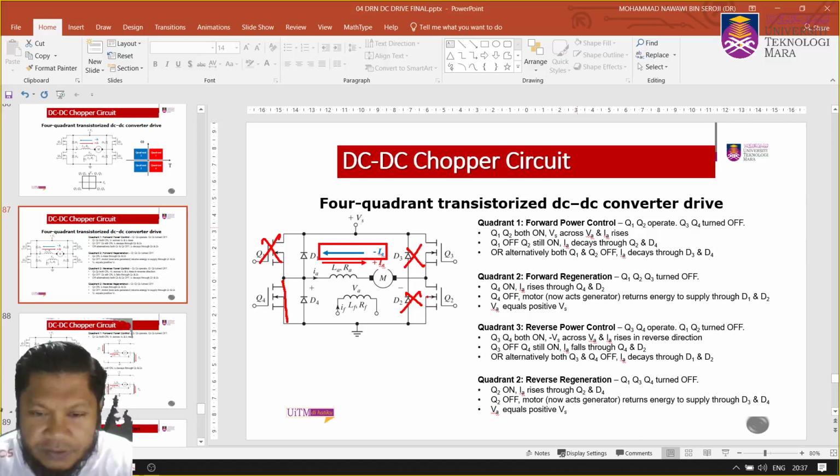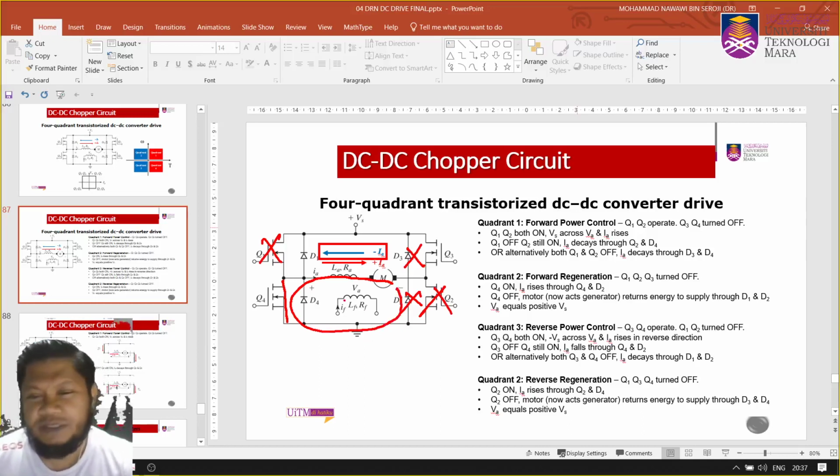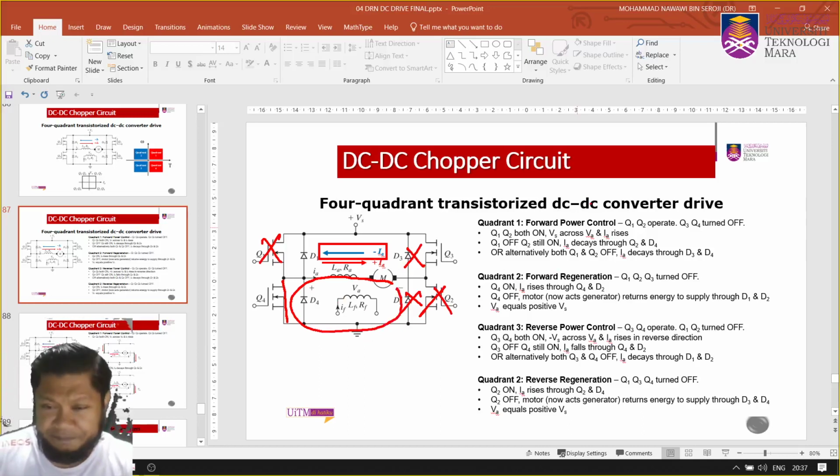Sorry for this. I should have cancelled that. So current will flow through Q4 and D2. In this case, the current starts to rise because you have a positive voltage, a negative back EMF here, and current flows in that direction. So current starts to rise.